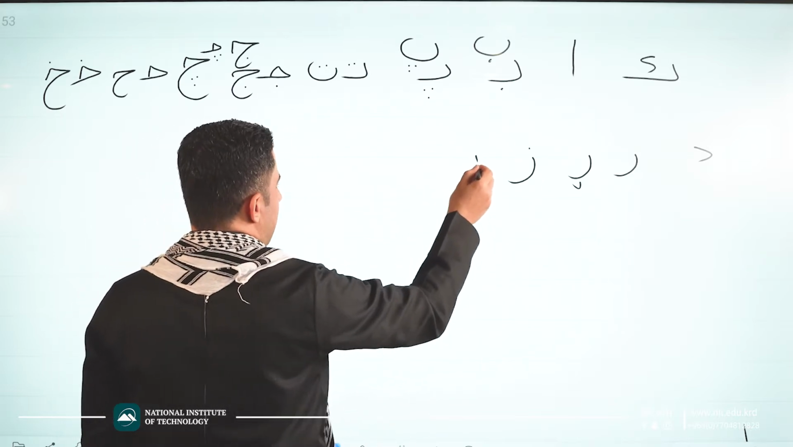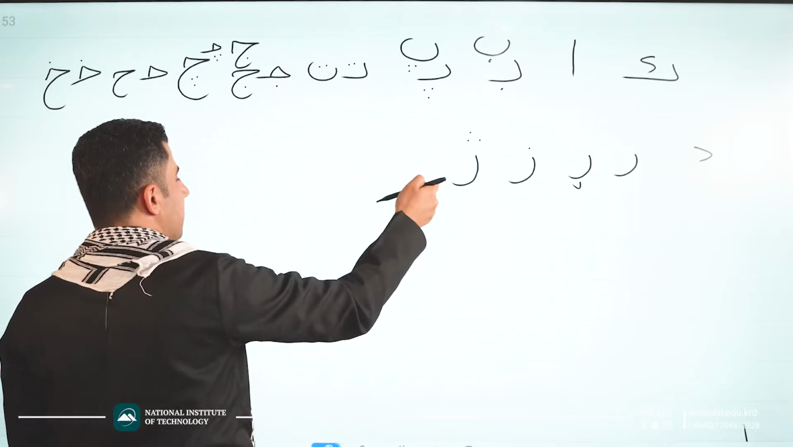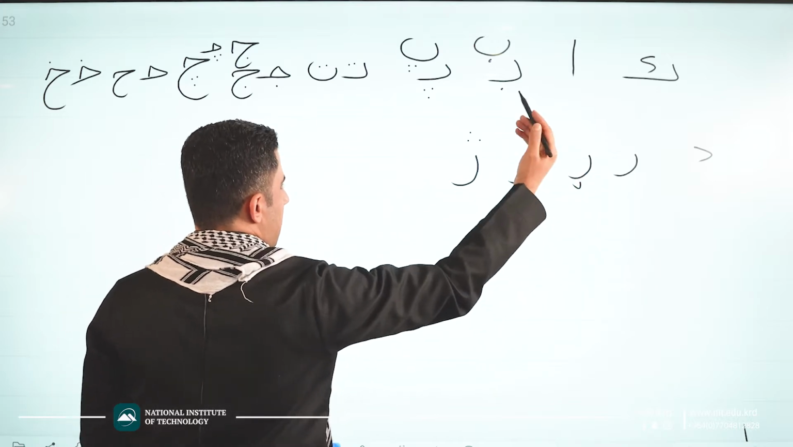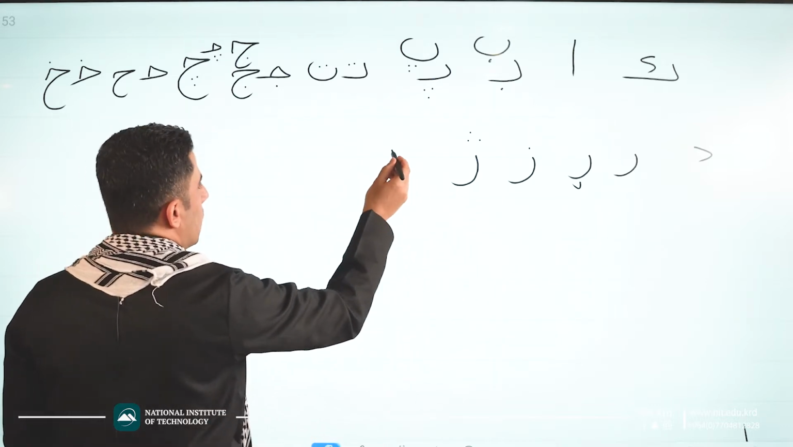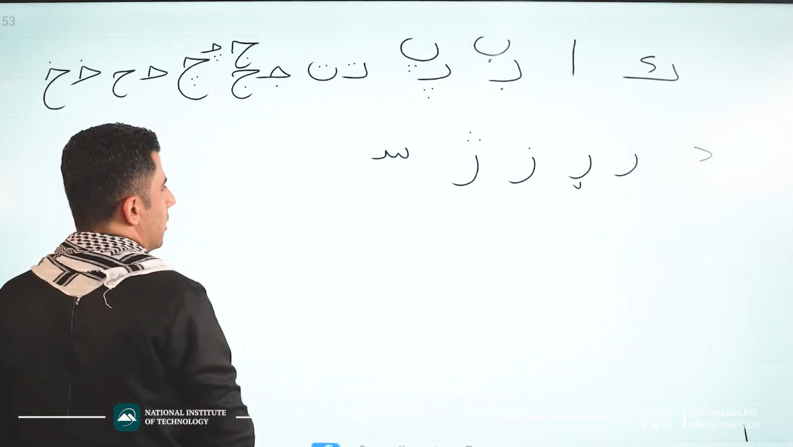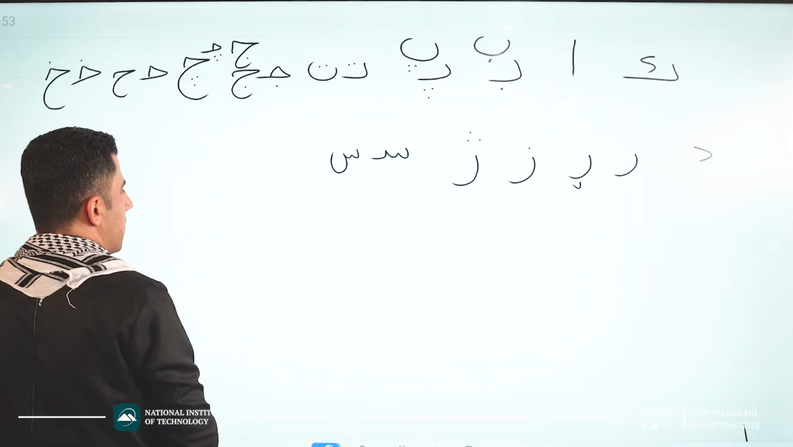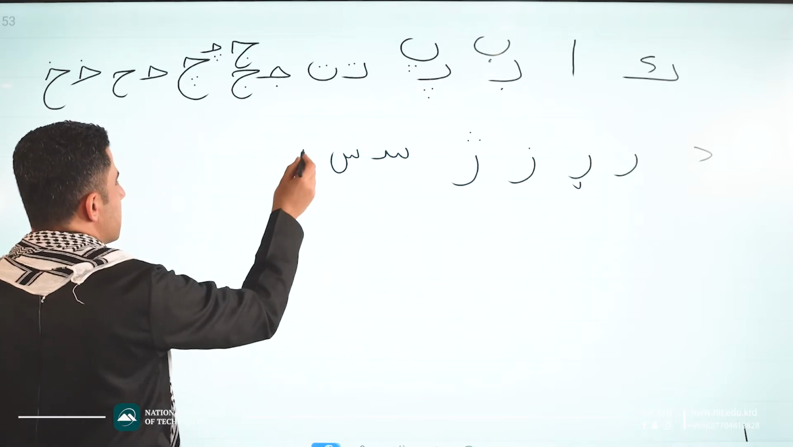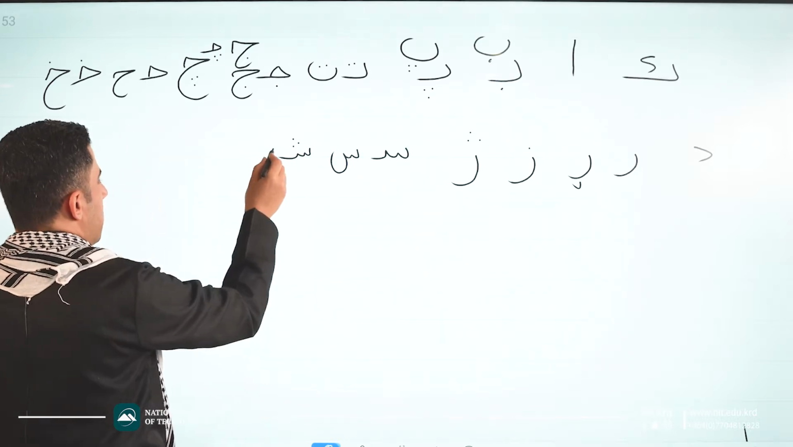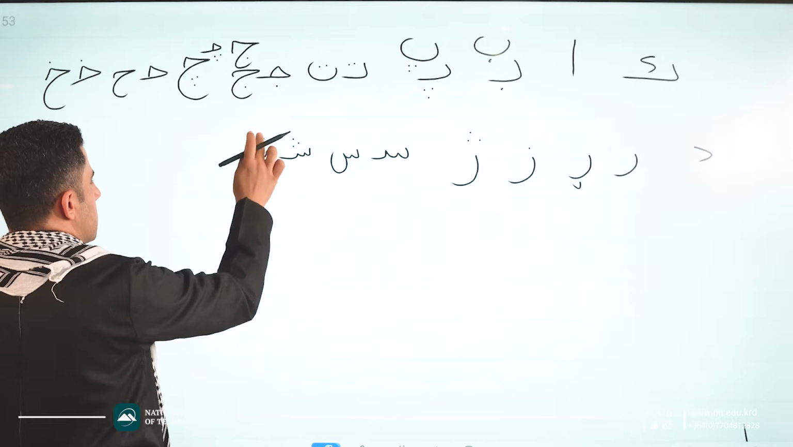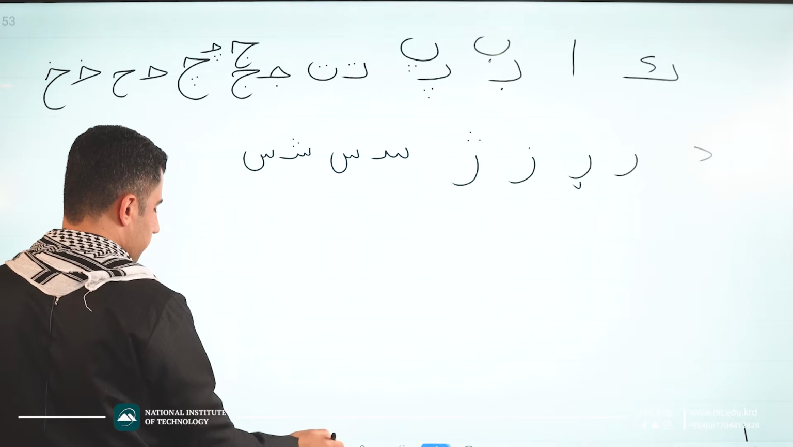After z, we have j. After j, they are the same at the beginning, in the middle, and at the end. But after j, we have s. This is for the beginning and middle, but s at the end, we have to do like this. After s, we have sh. But at the end, we have to do like this. Sorry, we just have to add 3 dots.